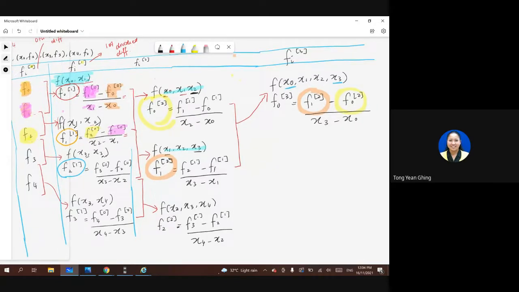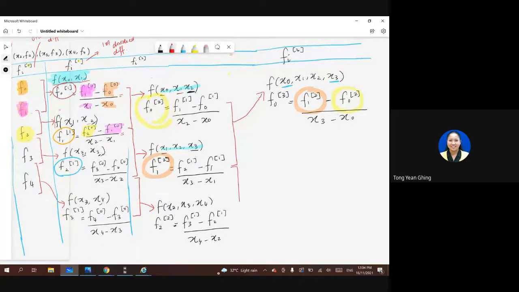Okay. And then now we consider these two. So yang ni adalah f start from x1, x2, and then x3, and then x4. Sampai ke x4. So that means our f1 third degree is equal to f2 second degree minus f1 second degree divide by x4 minus x1.